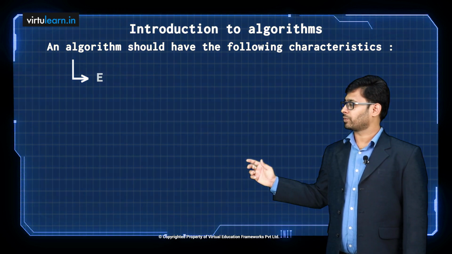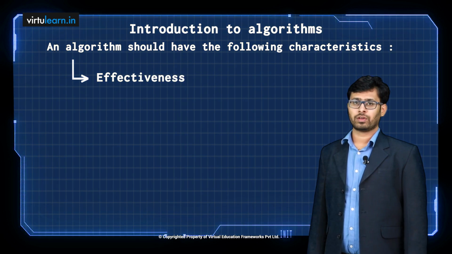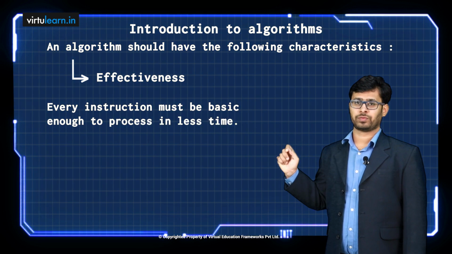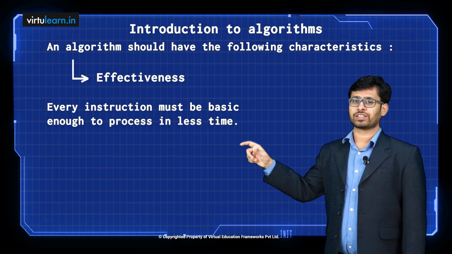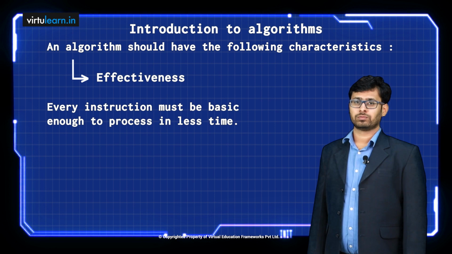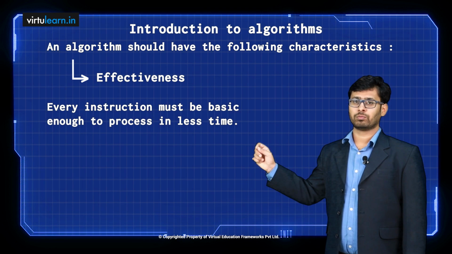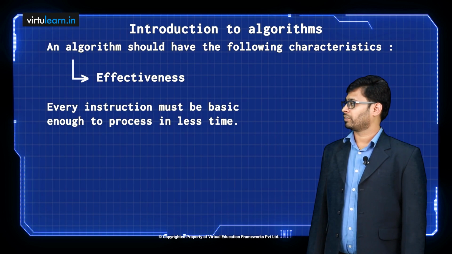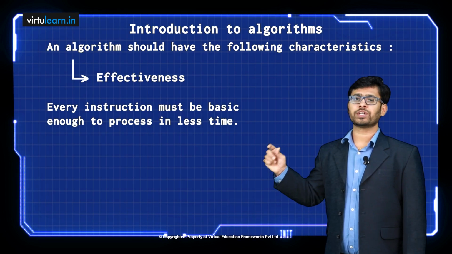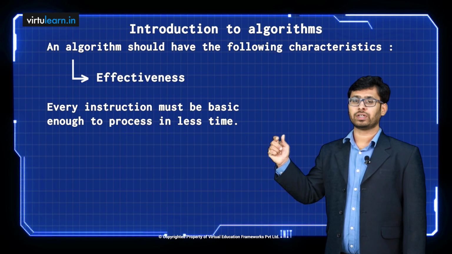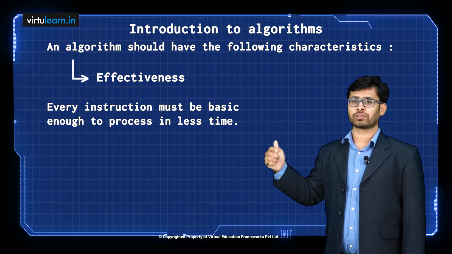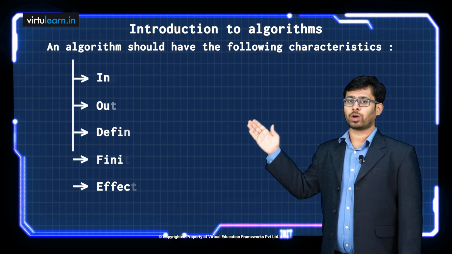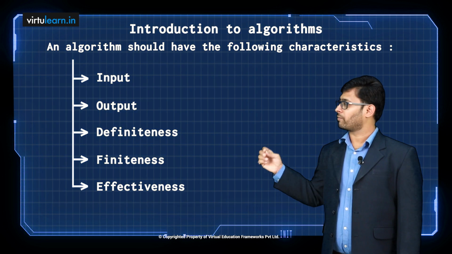The last one, fifth one, effectiveness. Every instruction must be basic enough to process in less time. That is, there should be a limited time in order to take the input and process it and give the output. So these are the 5 important characteristics of any algorithm.